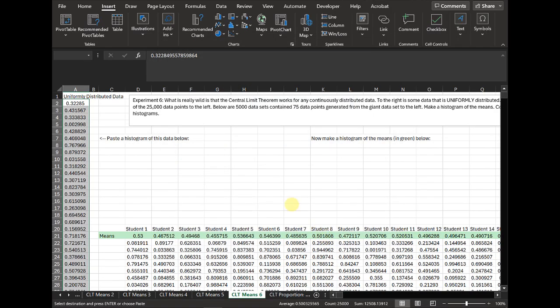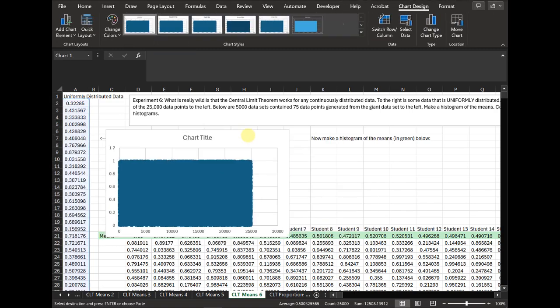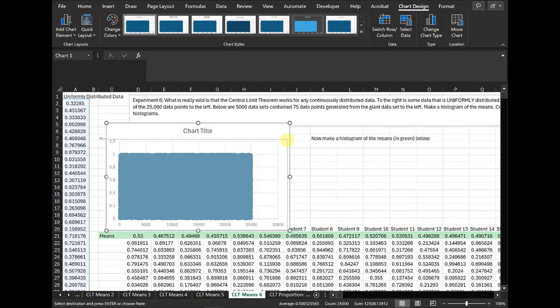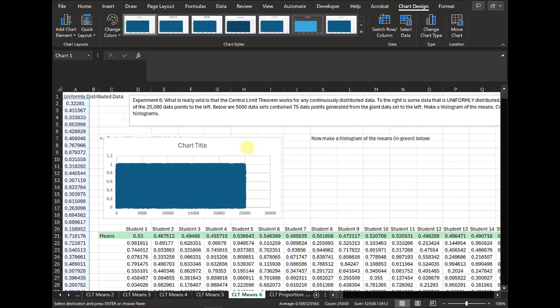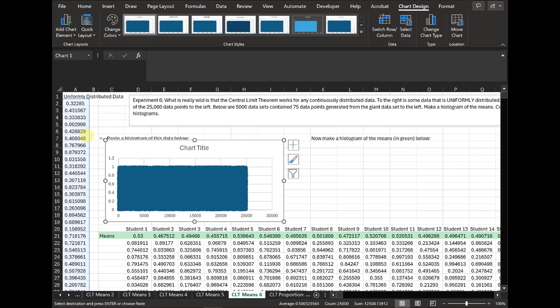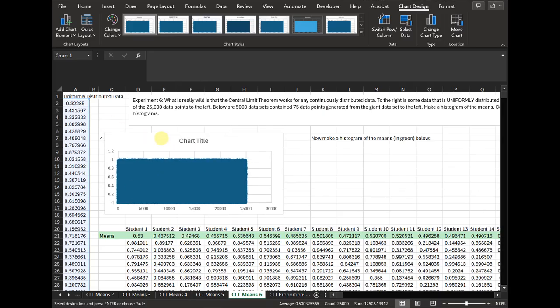Okay, so this is pretty interesting. Hopefully Excel doesn't crash on me. Okay, so here's my histogram of this data. So this is data that's uniformly distributed. So what it means is that any one of these data points is equally likely to happen. So this is how this data is distributed, okay?